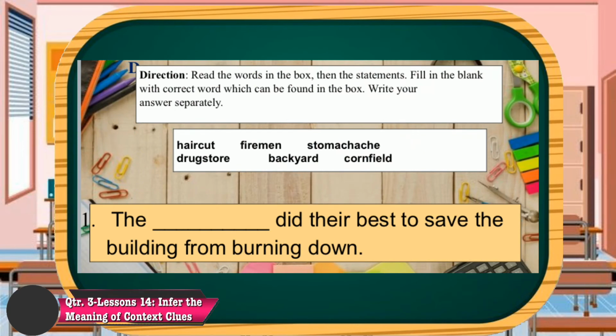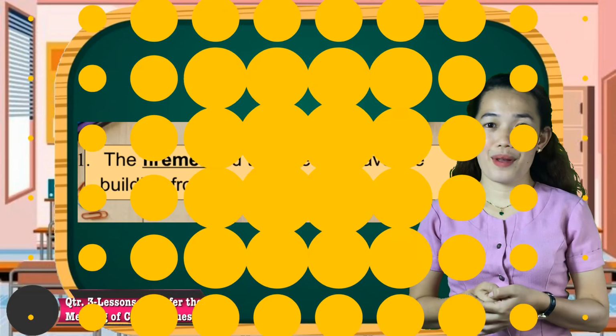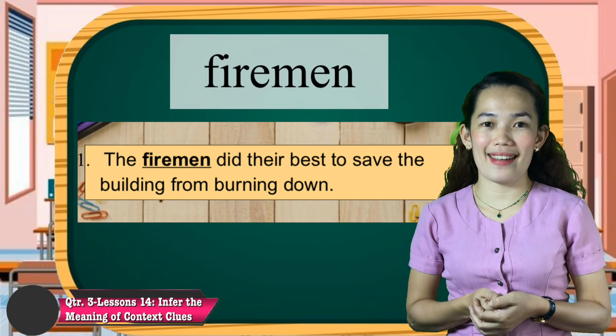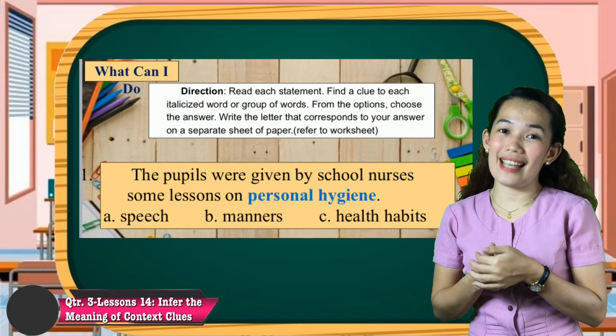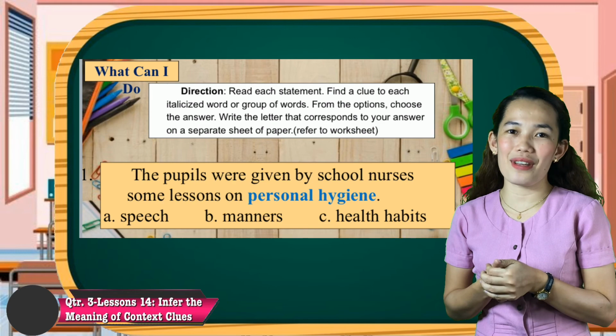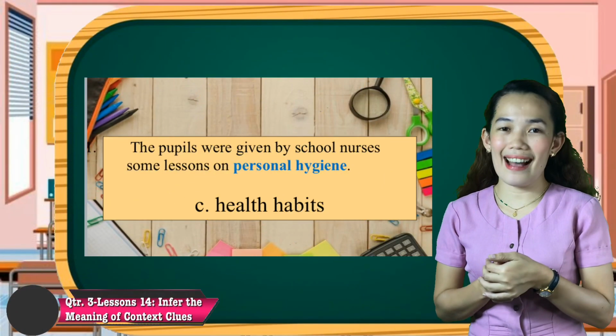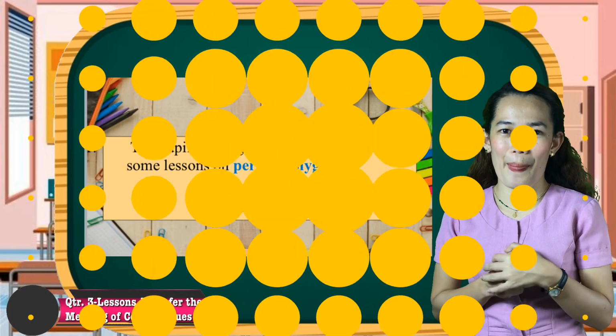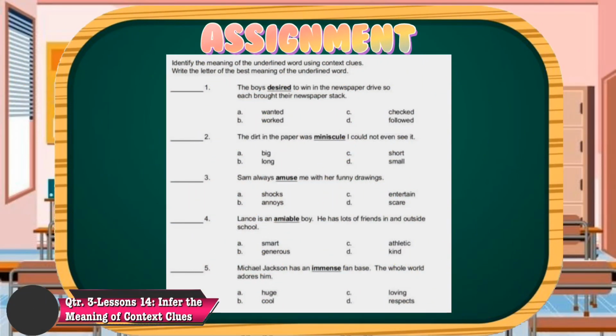Good luck, kids! Please do not forget to read the instruction and the choices inside the box. Let's try item number 1. The answer is fireman. And for test 2, please read again the instruction. The first item is already done for you. Now, don't forget your 5-item assignment.